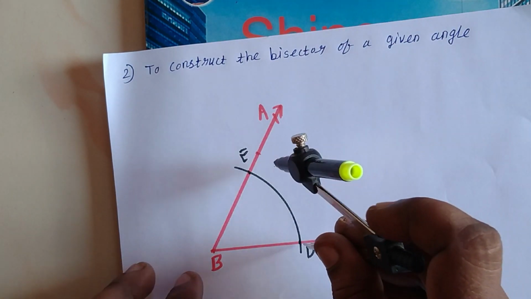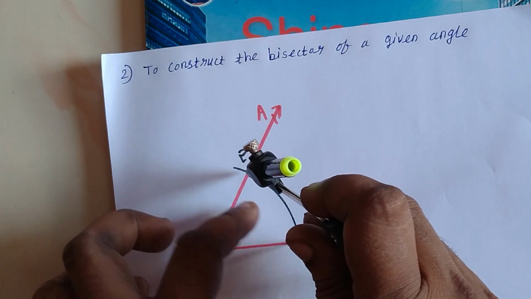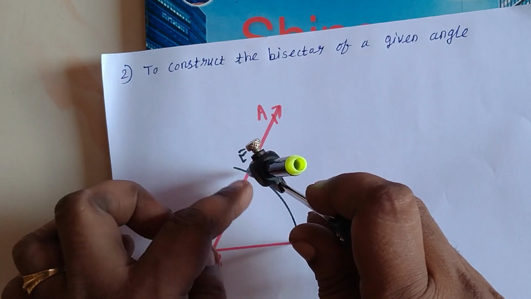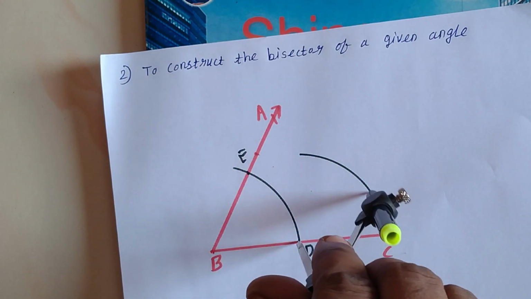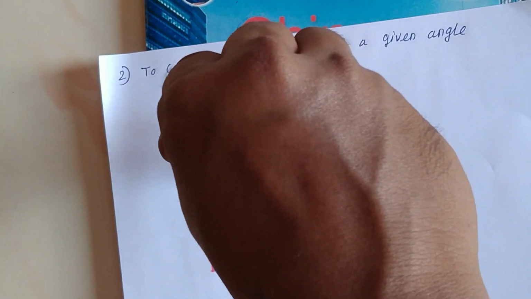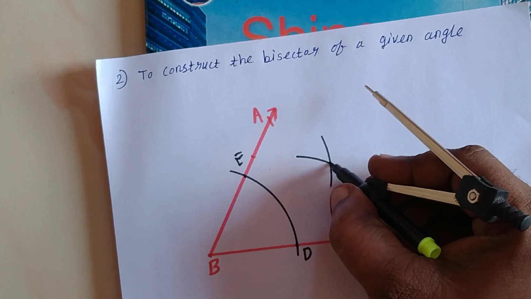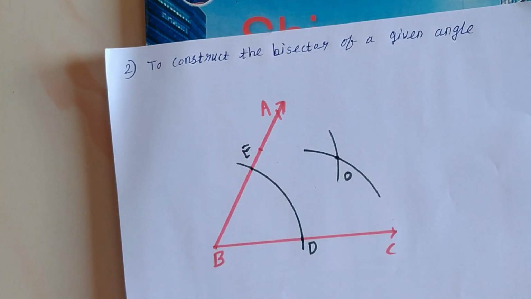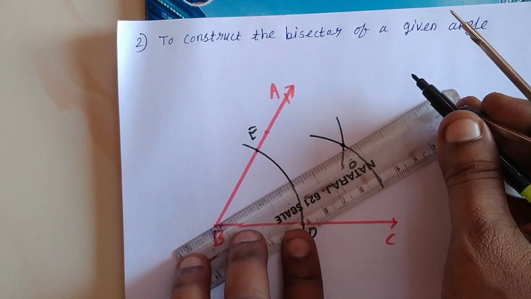Now from D take a distance DE. You can take more than half of this distance DE, or you can take this distance full, and draw the arc here on this side. Same distance from E, you have to follow the process such that it will intersect the first arc. Now you are getting two arcs intersecting at this point which we will take as O. Now join BO. So you have to join BO.